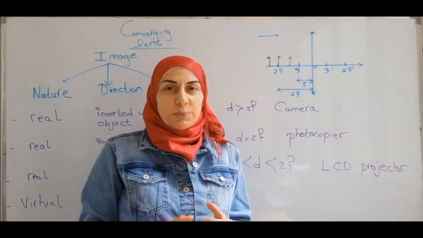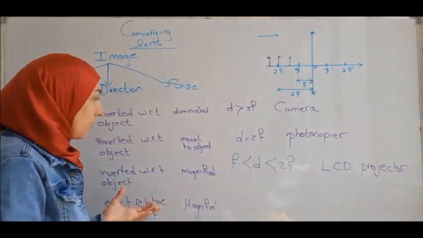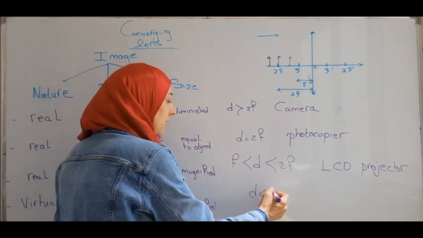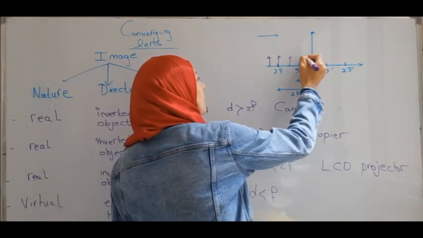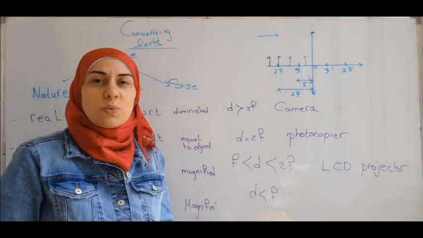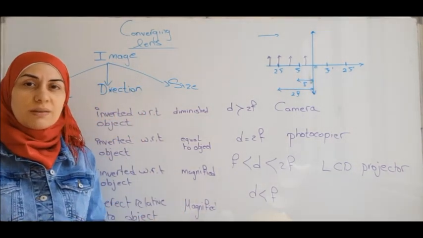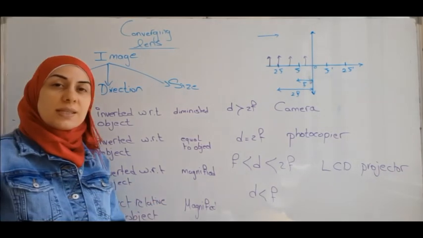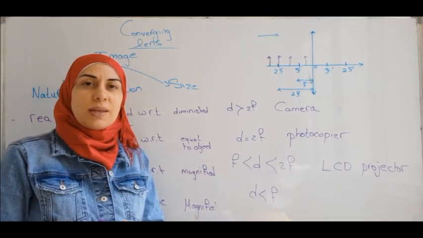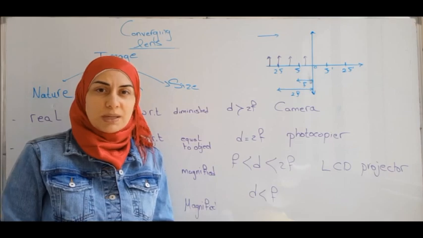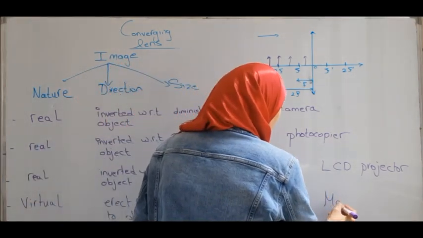Finally, a very important case is when you place the object at a distance less than the focal length. So here, for example, the image will be virtual. And the virtual image is always erect relative to the object. In this case, it is magnified. An example of this case is the magnifier.